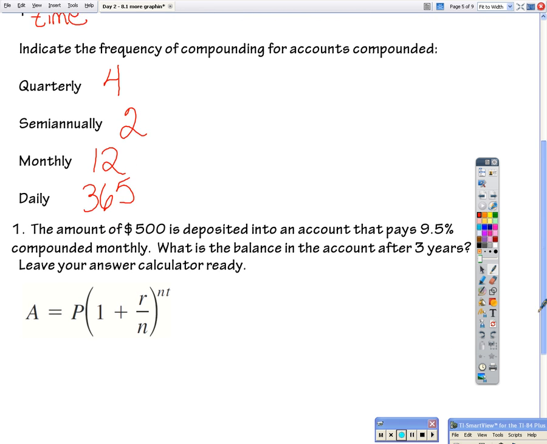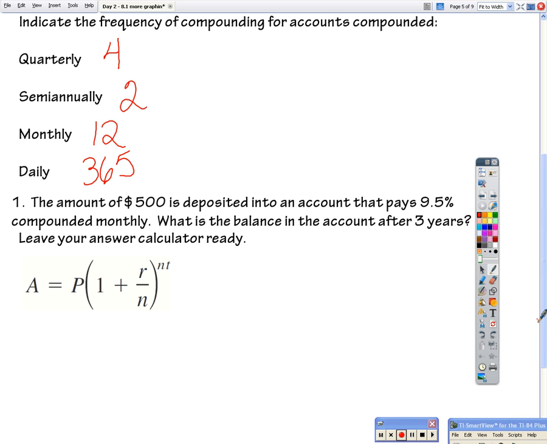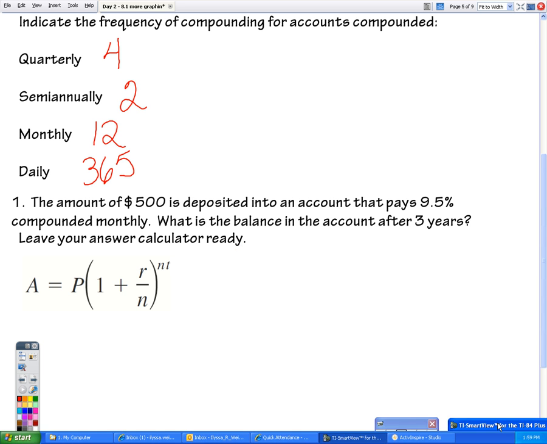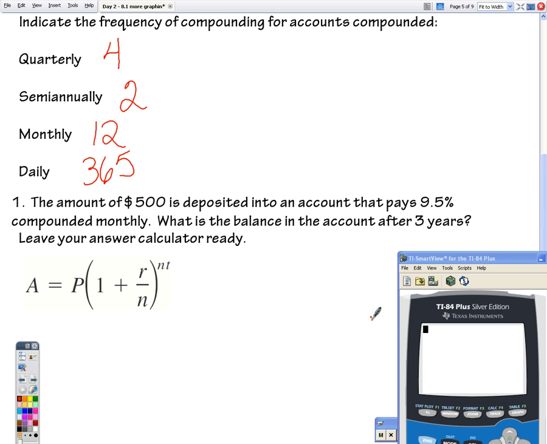So now let's do a sample problem. On your quiz next week, the directions are going to say leave your answer calculator ready because it's a non-calculator quiz. However, when we do these problems on our homework or in class, it's really nice to know the actual amount of money you have as an answer. So we are going to use our calculator to figure out the actual amount. But on the quiz, the directions will say calculator ready, and I'll show you what that means as we go through this first question.